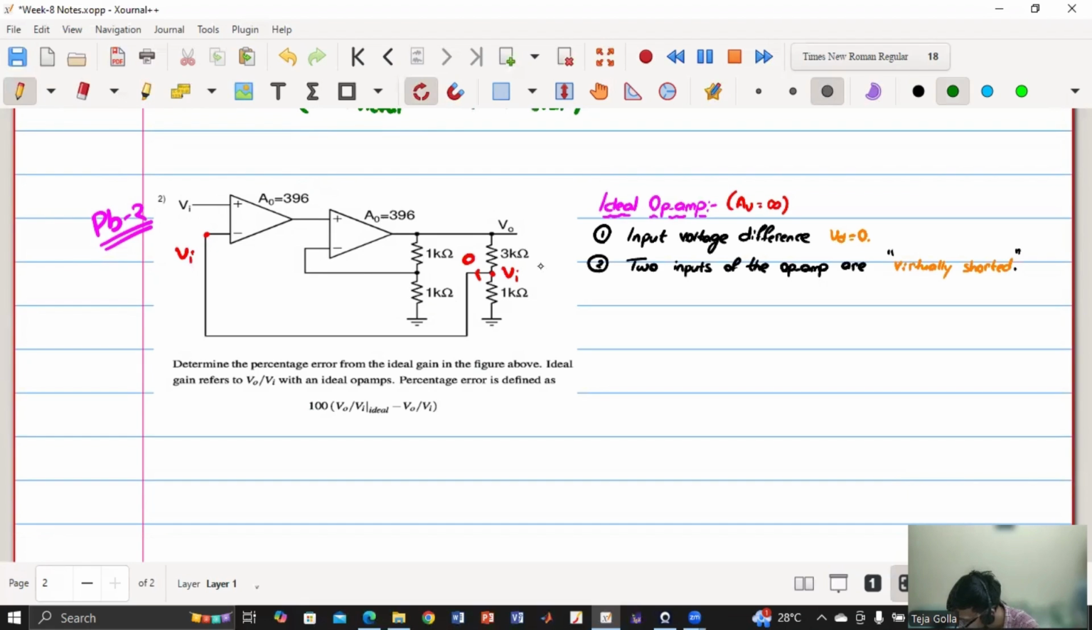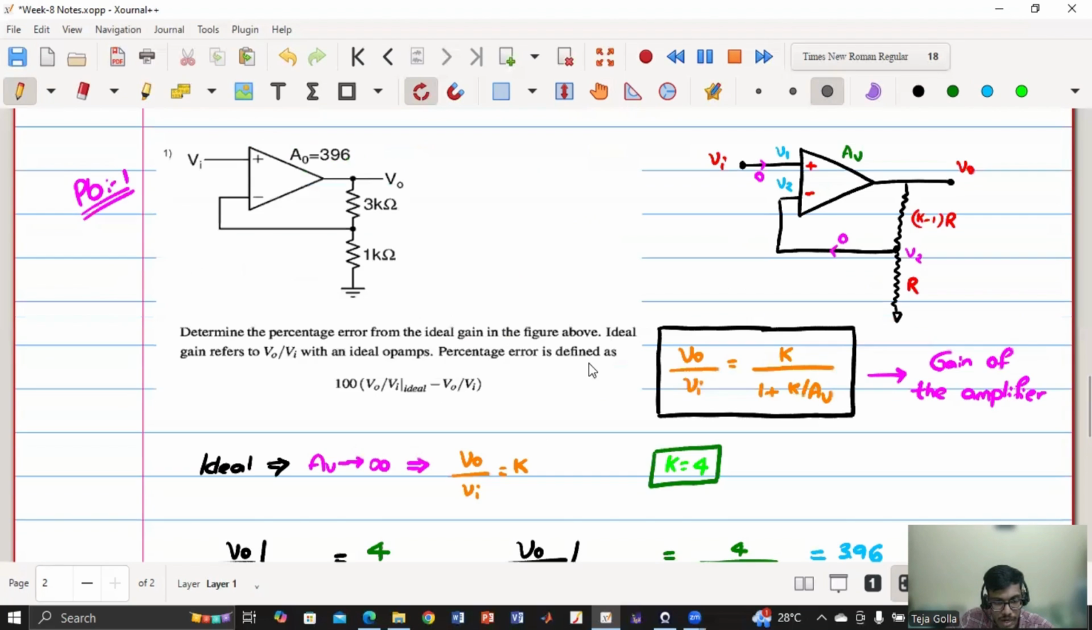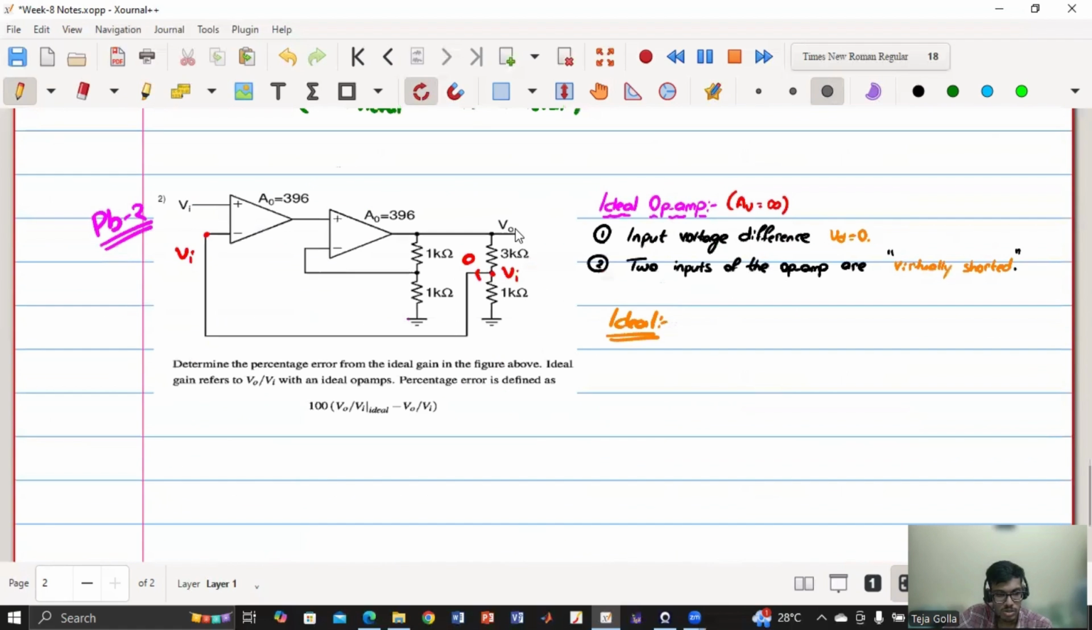So first we are doing the ideal case. Can you tell me what will be the expression of V naught and Vi? Because it is virtually shorted only in the case of ideal op-amp. If it is not ideal, then they are not virtually shorted, and we have to proceed with this kind of formula. In the case of ideal, I know these two are virtually shorted, so this terminal is also Vi. Now can someone tell me the expression between V naught and Vi?